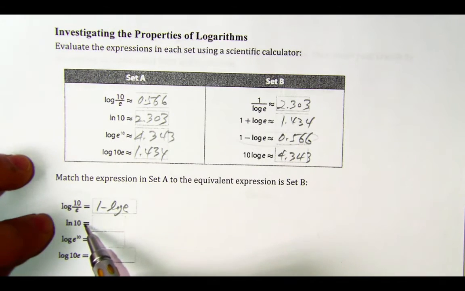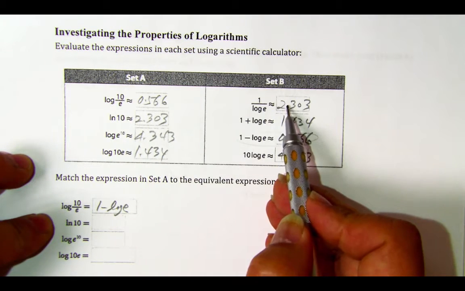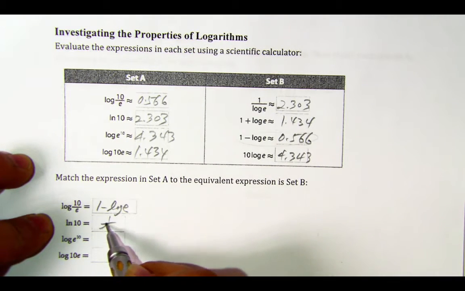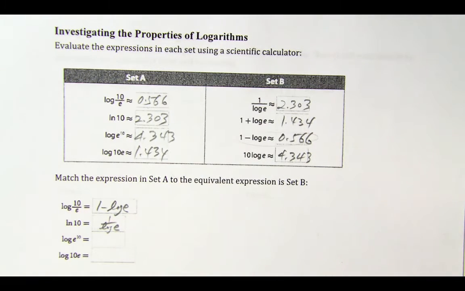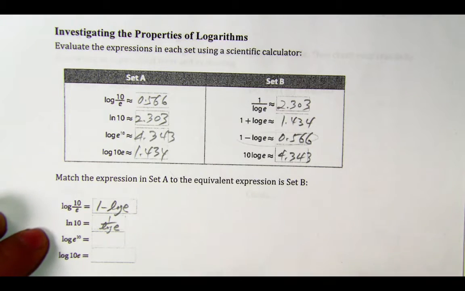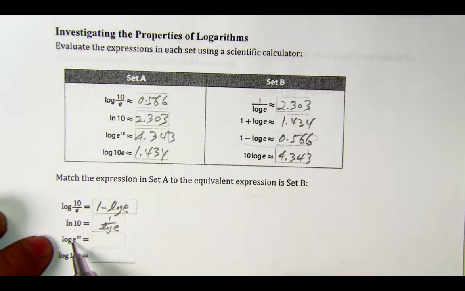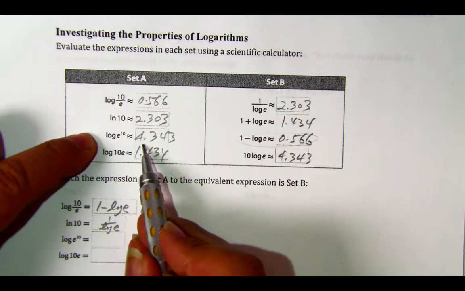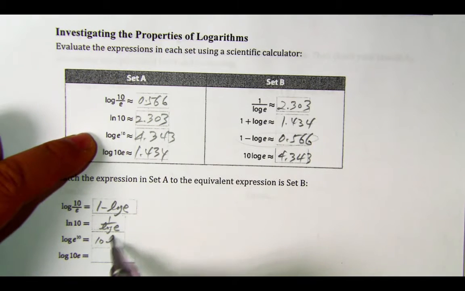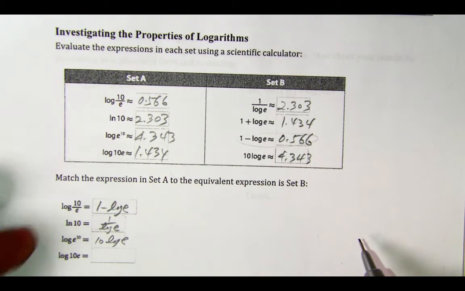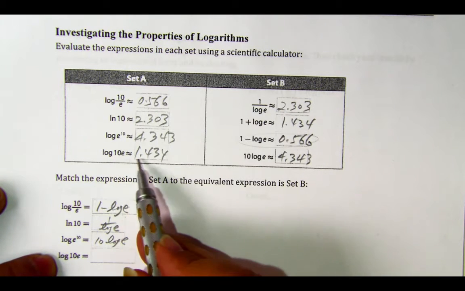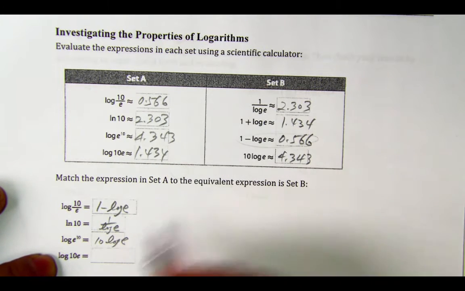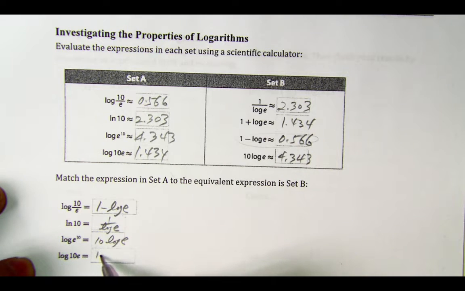How about log base 10? 2.303 is this one, so it's 1 over log base e. How about log base 10 of e to the 10, 4.343? I got 10 log base e. How about this one? Log base 10, 1.434. I notice that is the same as 1 plus log base e.